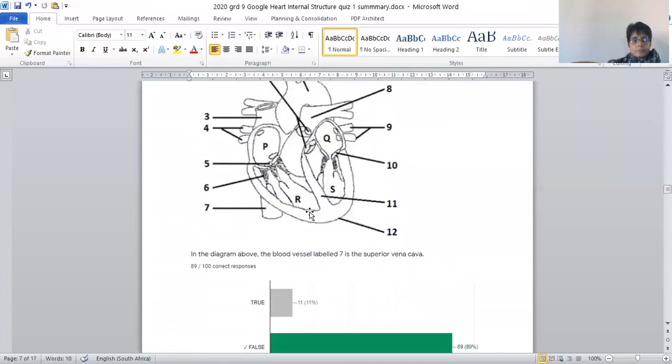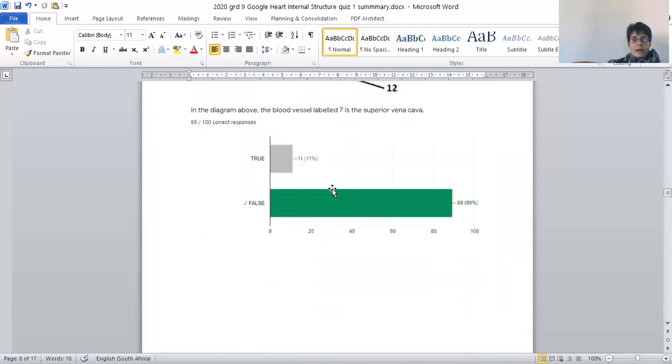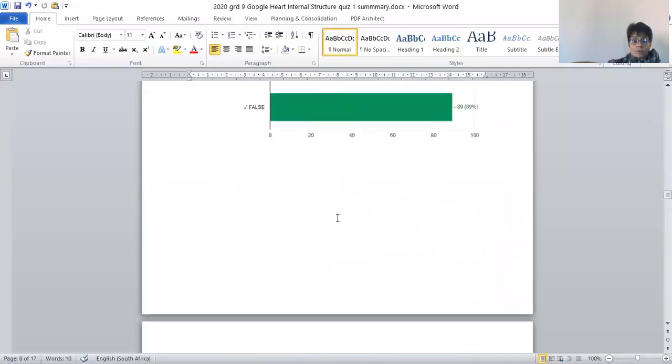Next one. The blood vessel labeled 7 is the superior vena cava. Superior vena cava, 7, no. That's the inferior vena cava. 3 is the superior vena cava. I'm glad to see that most of you got that one right.